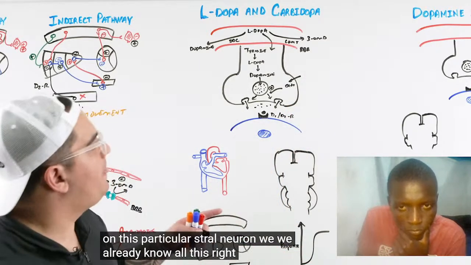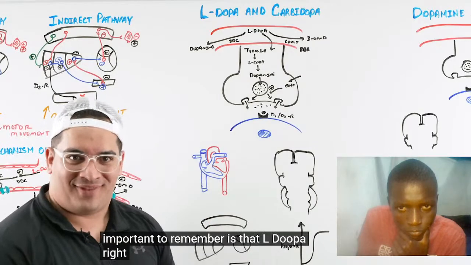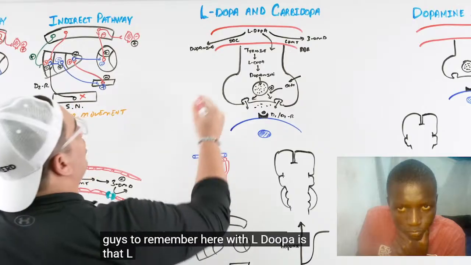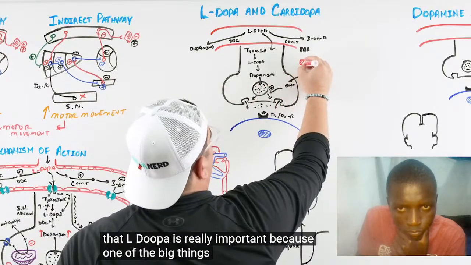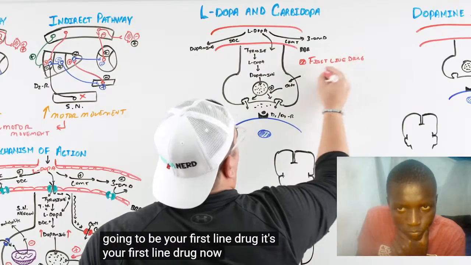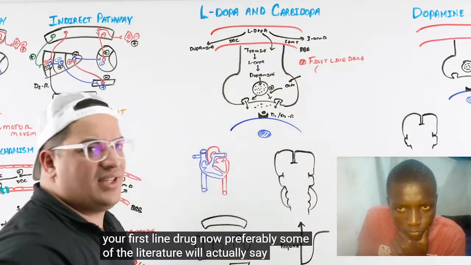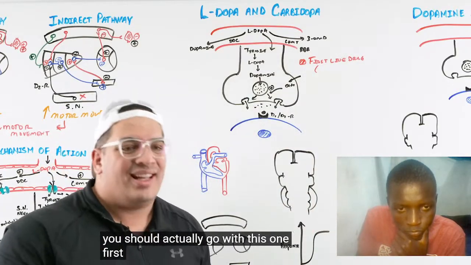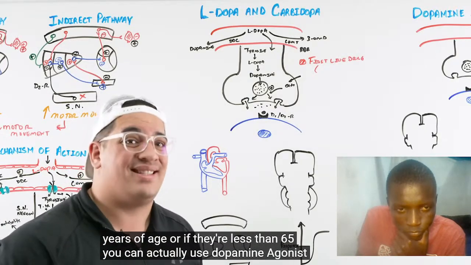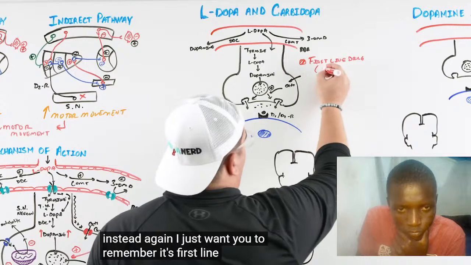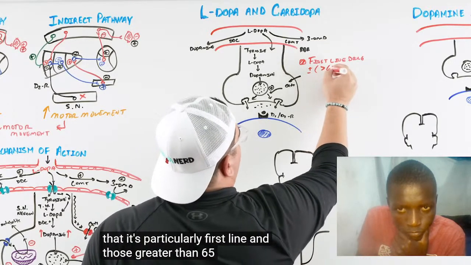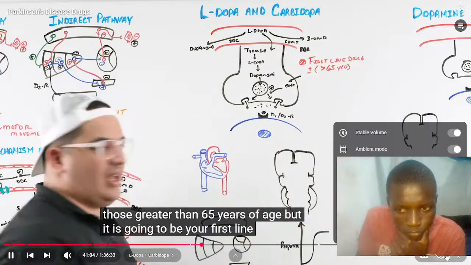But what's important to remember is that L-DOPA, whenever you think about this drug, the big thing that I really want you guys to remember is that this is going to be your first line drug. Now, preferably, some of the literature will actually say that you should go with this one first if the patient is greater than 65 years of age. If they're less than 65, you can actually use dopamine agonists instead. Again, I just want you to remember it's first line drug, particularly first line in those greater than 65 years of age, but it is going to be your first line drug.